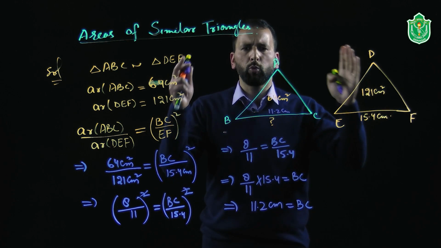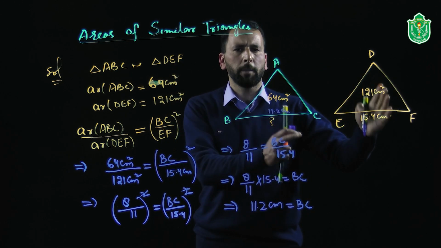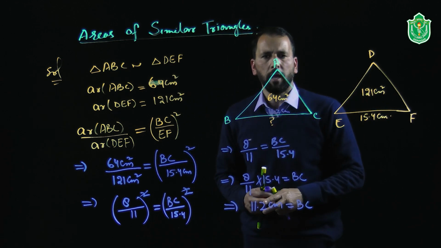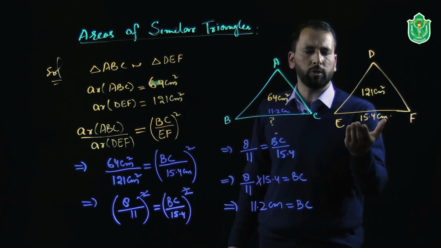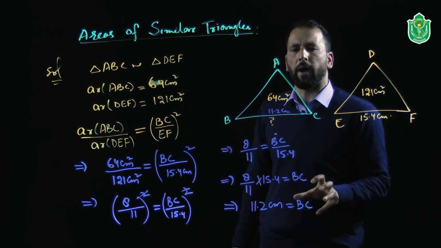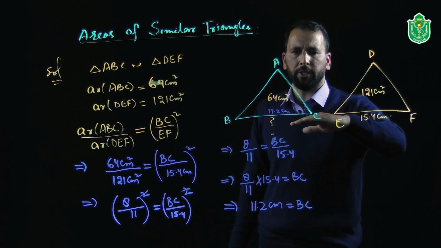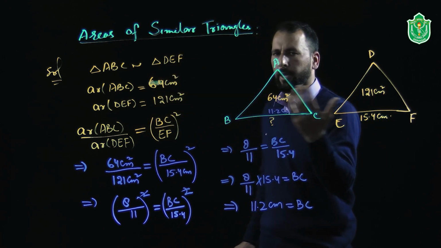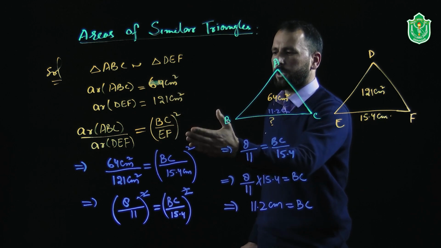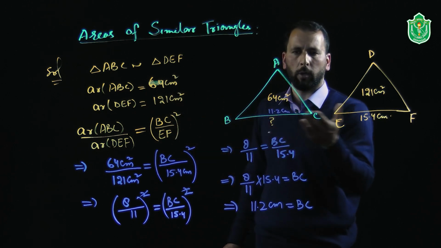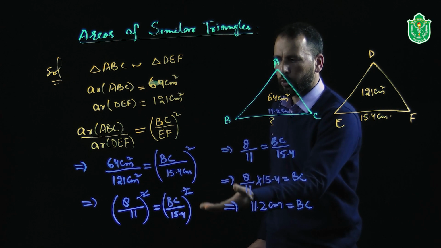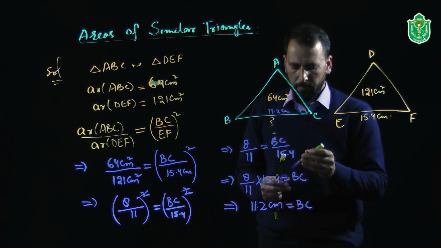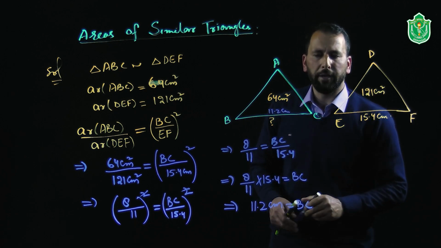So in this question, we have two triangles. They are both similar, having their areas given. One is 64 and 121, and the side EF is given also, 15.4. We are supposed to find the other side, that is BC. We use this area theorem, that is, when two triangles are similar, then the ratio of their areas is equal to the square of the ratio of their corresponding sides. So we proceed with this and we get the length of the side BC is equal to 11.2 centimeter.